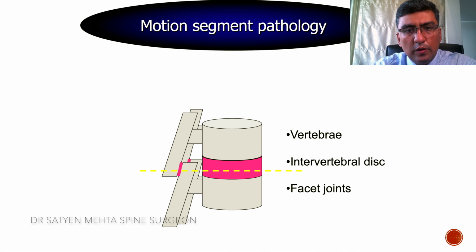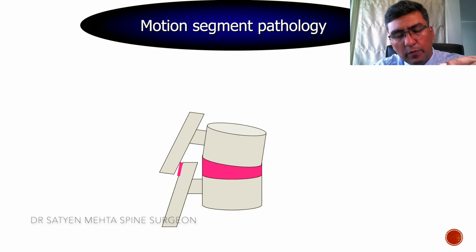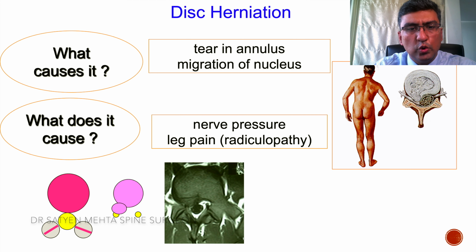Now, all the movements occur here at the disc level, and there are two joints at the back which are called the facet joints. So the movements here, which are normal flexion and extension, the whole center is at the disc level. Now, as one grows older, sometimes the disc gets a little weaker and it can tear and come and press on the nerve at the back.